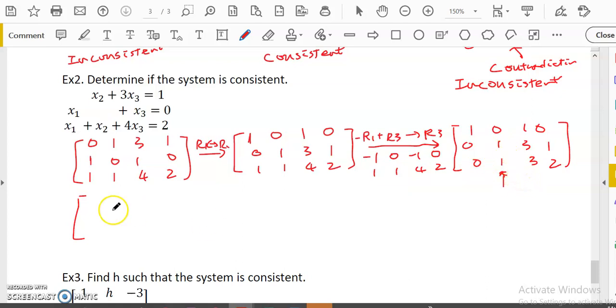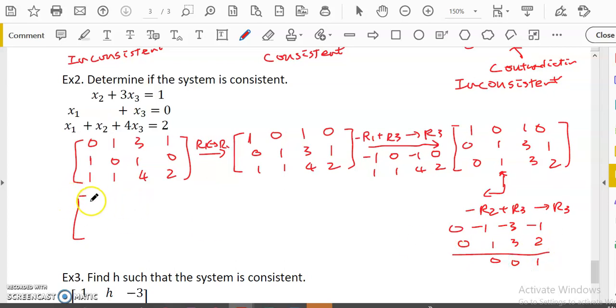So I'm going to get rid of this by saying what is the thing that I need to do. Negative R2 plus R3, right? Put it back into R3. So that means 0, negative 1, negative 3, negative 1 plus 0, 1, 3, 2. And you can see I have 1, 0, 1, 0, 0, 1, 3, 1, 0, 0, 0, 1.